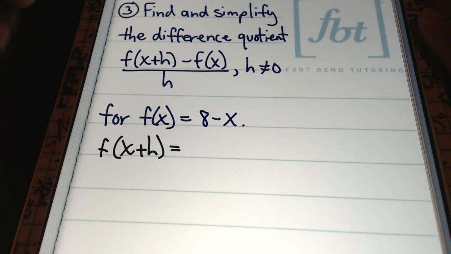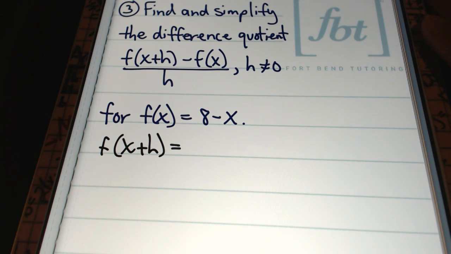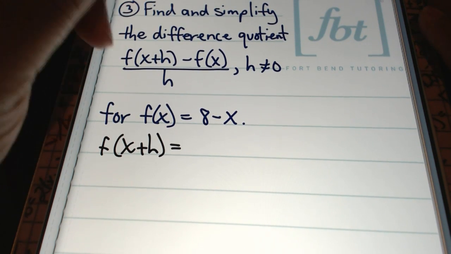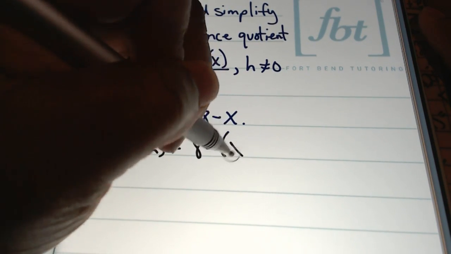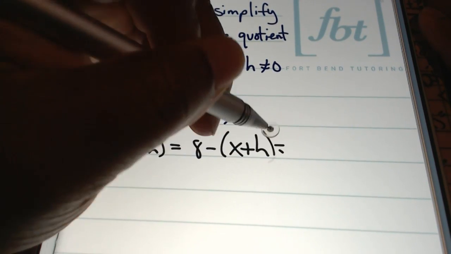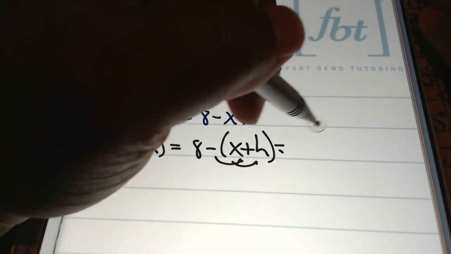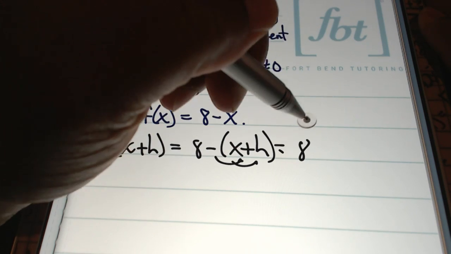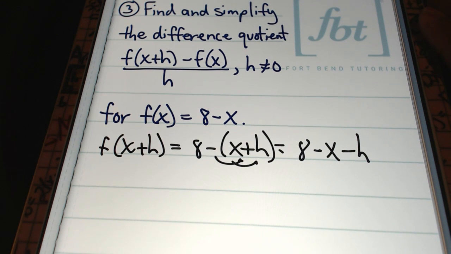So this is definitely going to test how comfortable you are with function notation and evaluating functions. So here you're going to replace the x with x plus h. You'll be distributing the negative here so that you'll distribute that negative to simplify it. We'll have 8 minus x minus h for your result, that value of f of x plus h.